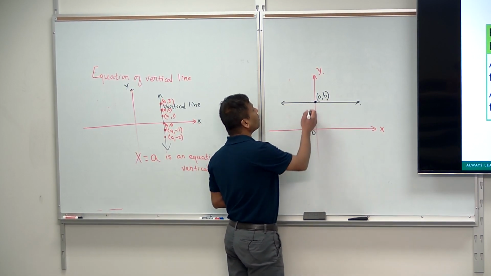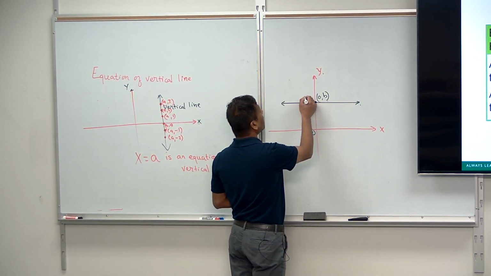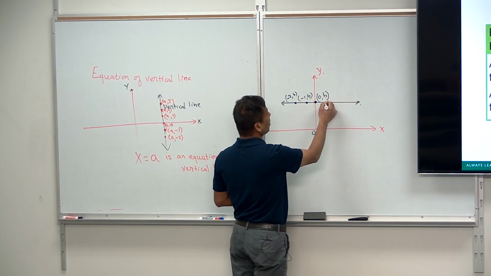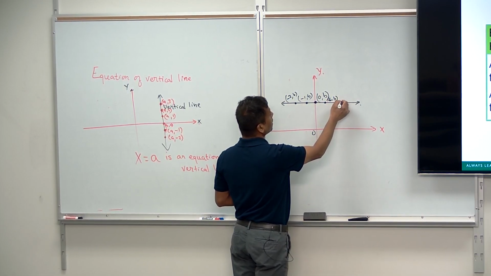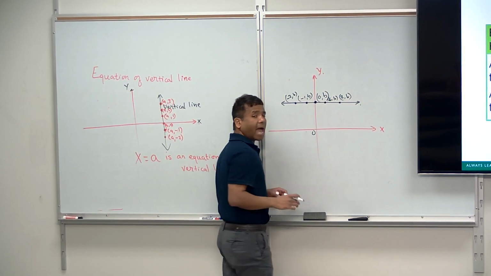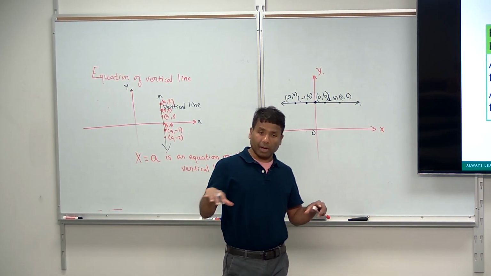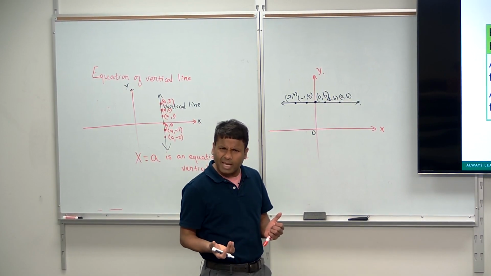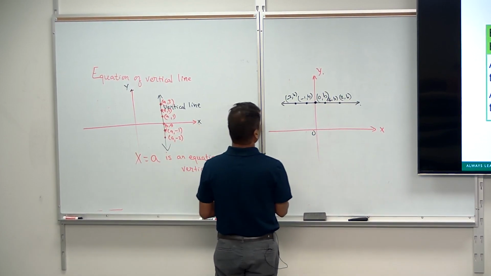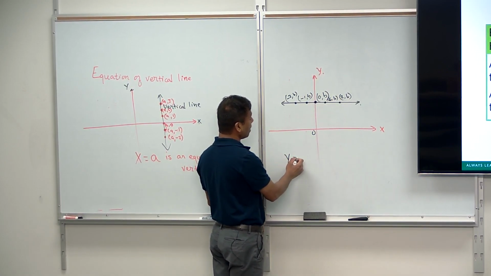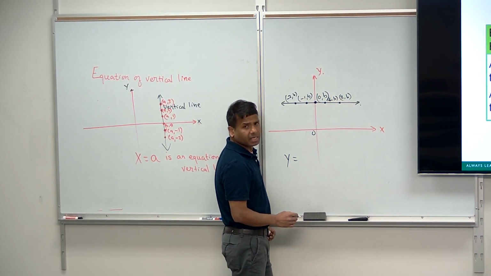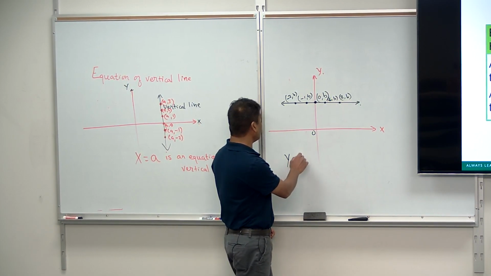The x value might be -1, comma b. This point is (-1, b). This point is (-2, b). This point is (1, b), right? This point is (2, b). You see the x value varies, but the y value is what? Fixed. That makes sense? So that means, what is the equation of the horizontal line? y equal to b. Is that right? y equal to b.